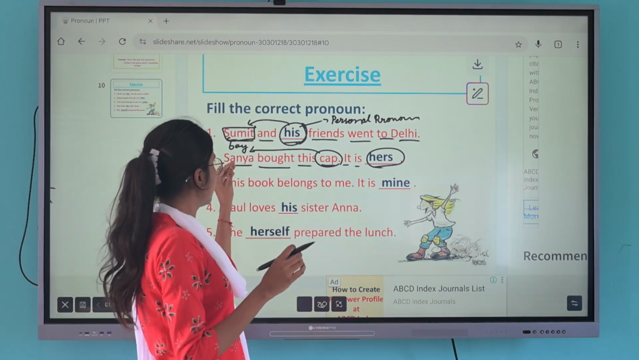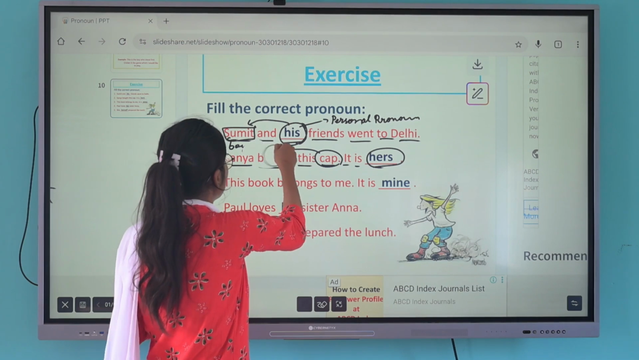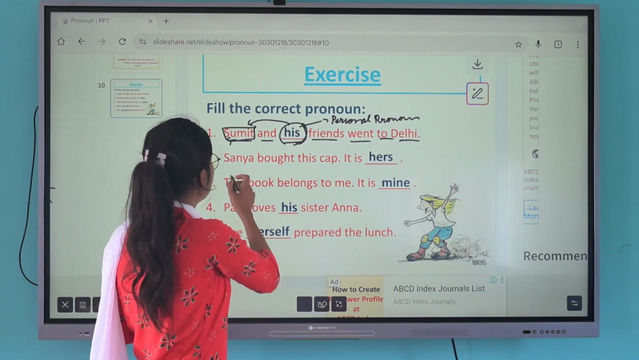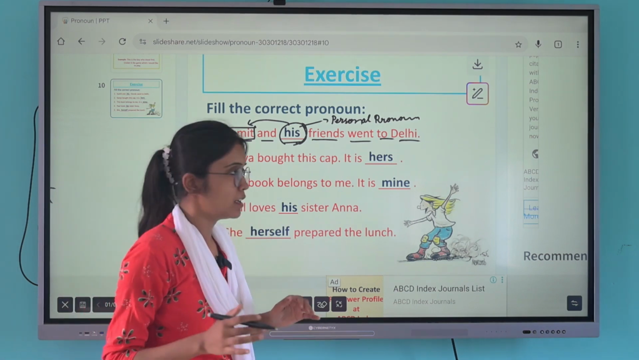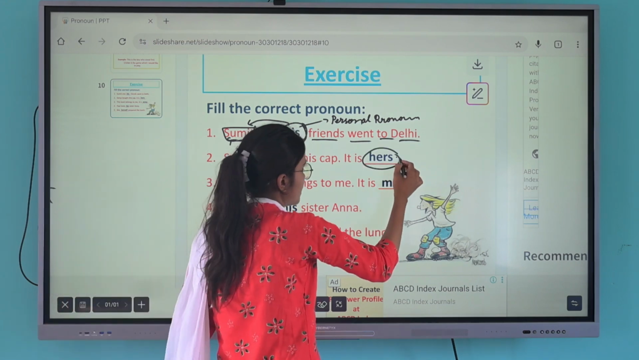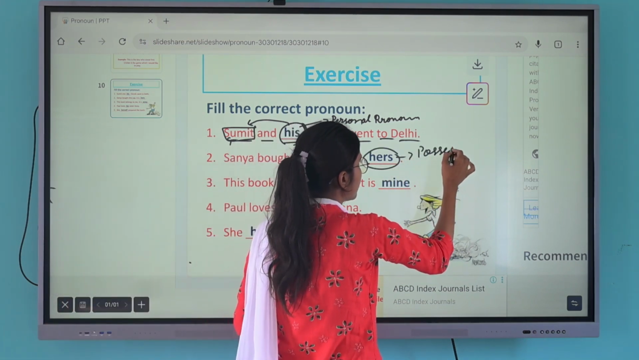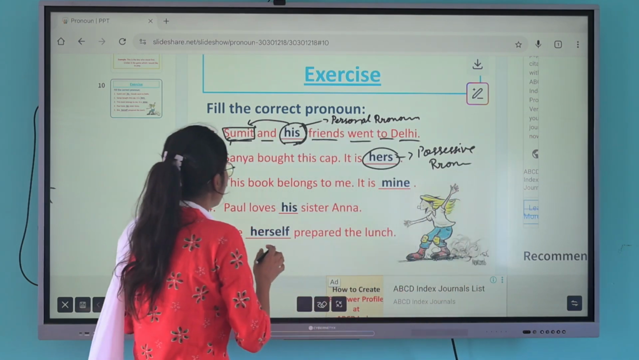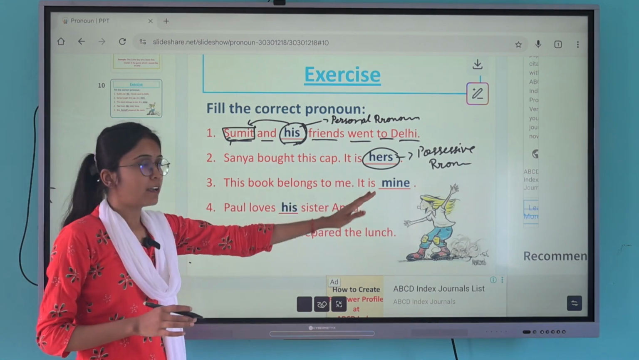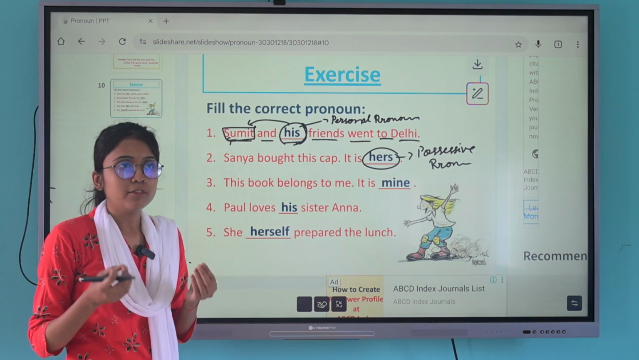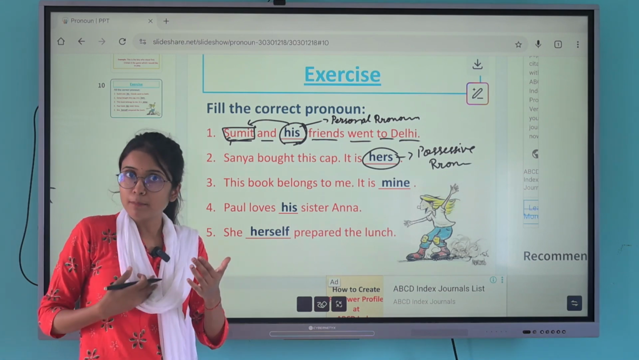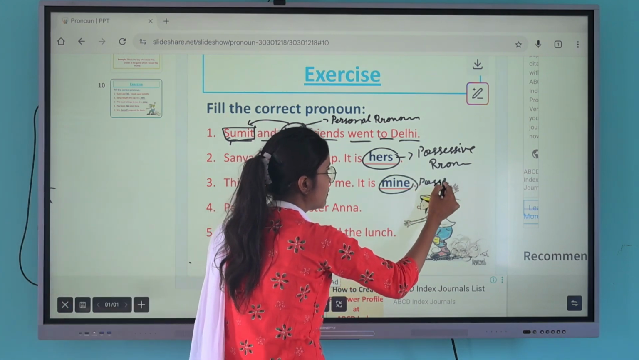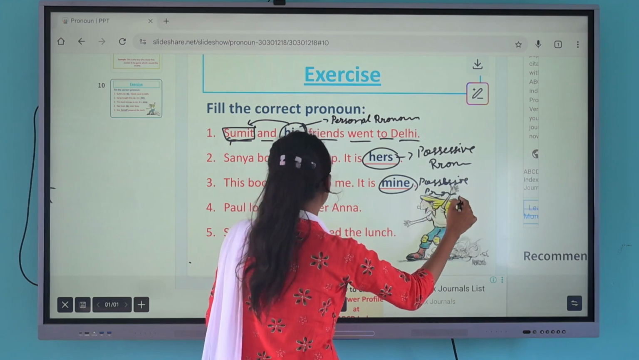So if any sentence shows ownership of any kind of person, that is included in possessive pronoun. Yes, possessive pronoun shows the ownership. The next one is: this book belongs to me, it is mine. This book belongs to me, so it shows ownership and belongingness, and that is included in possessive pronoun. So this is also possessive pronoun.